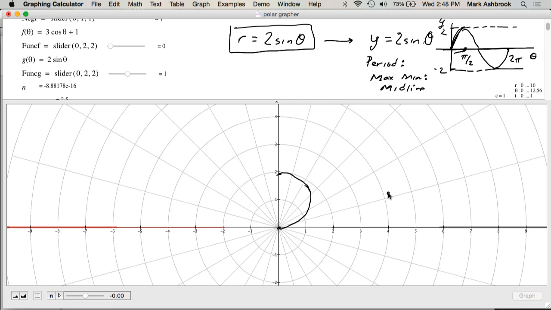Then what happens in the next quarter period? We're at 2, from pi over 2 to pi. This graph tells us that r goes back to 0. And you see the symmetry to it. So now as the angle turns from pi over 2 to pi, the radius is going to decrease back to 0, in a symmetric way.